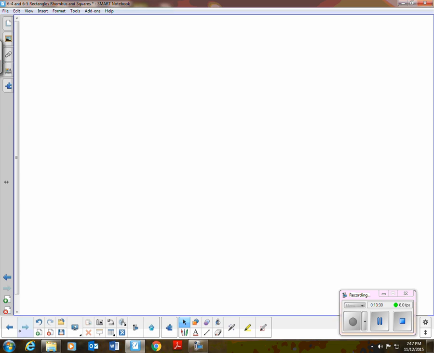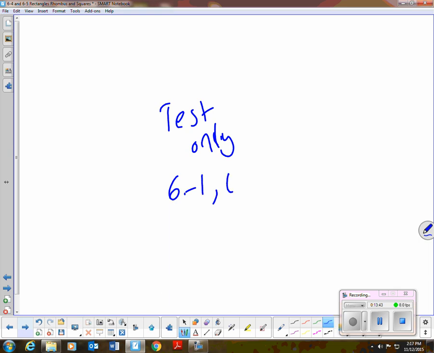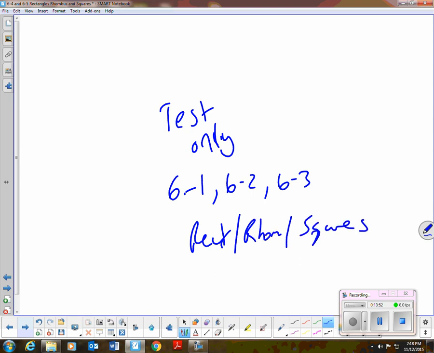All right. And that's it for our notes. And remember that on Monday, you'll be working on this stuff. Remember that the test is only 6-1, 6-2, and 6-3. So the rectangles, rhombus, and squares, not on test. Okay. Remember to do your review over the weekend too. It might help you to be prepared for the test on Tuesday.